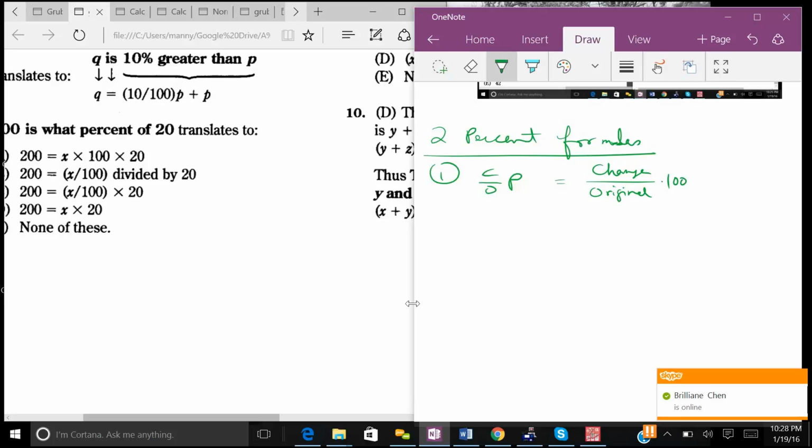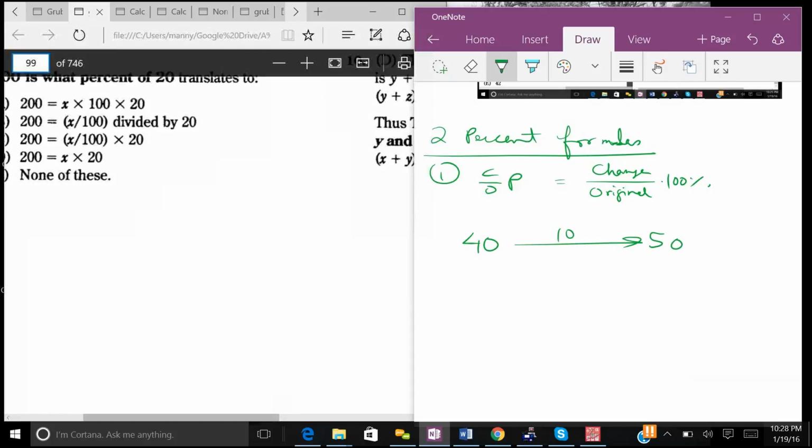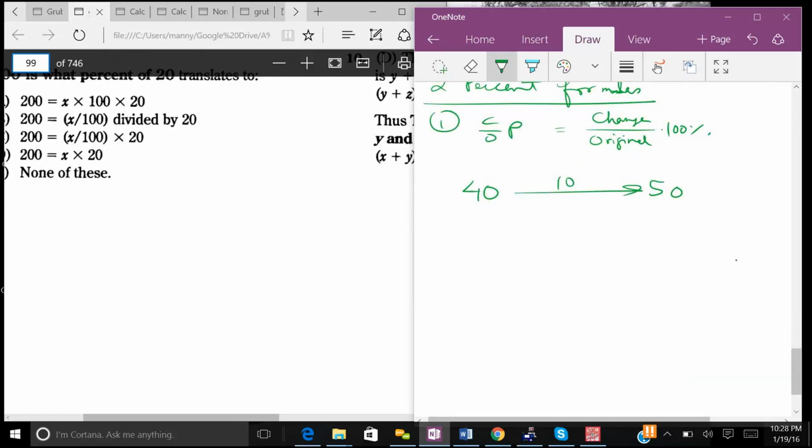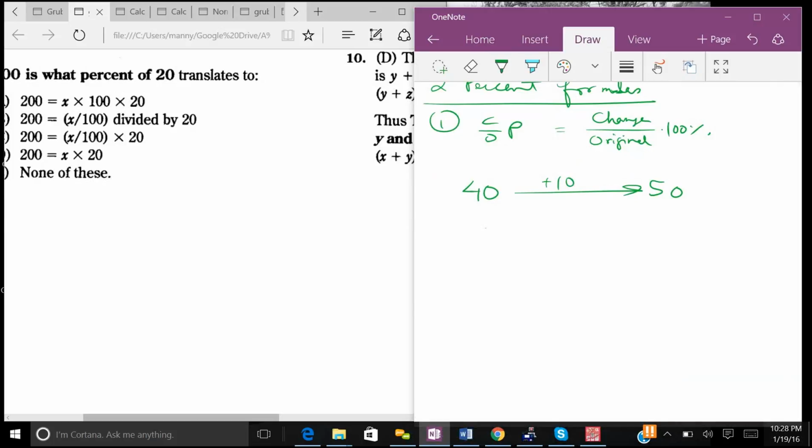How you do this is, let's say you invest $40 and it goes up $10 and you make $50. So you get $50, and the $10 is a profit. Using the COP method, you do plus 10 on top divided by 40 times 100%. That's 25%. Make sense? Mm-hmm. Percent change. So when you do percent change, you do this.